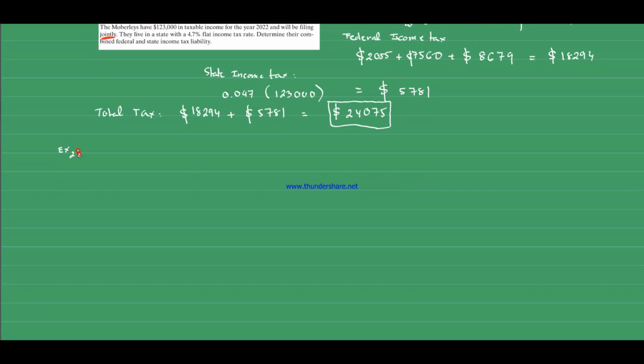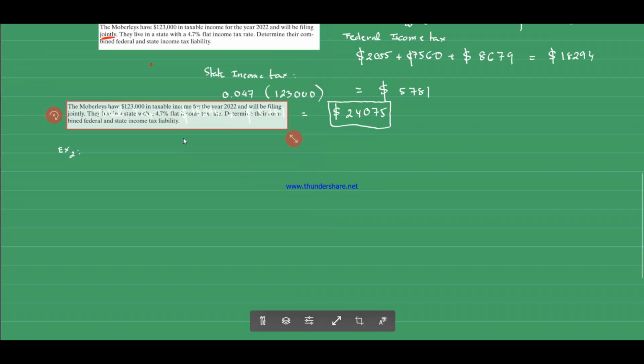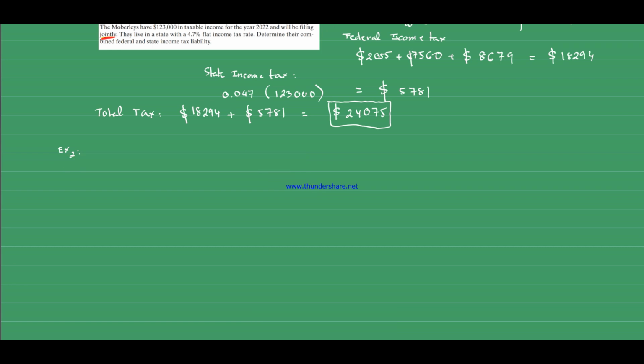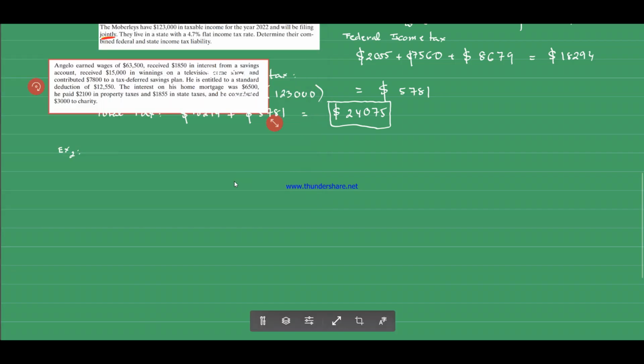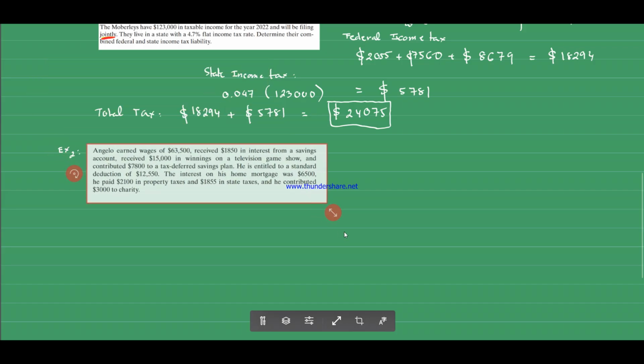Example 2. Okay. Example 2 is more complicated. Let's see. I can go ahead and put it up. Oh no, not this one. Example 2. There you go. All right, let's do this.